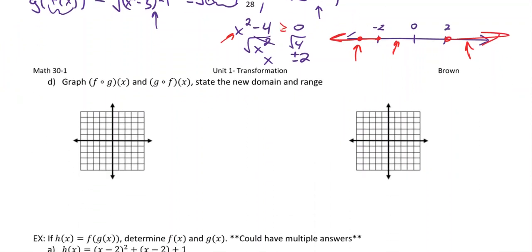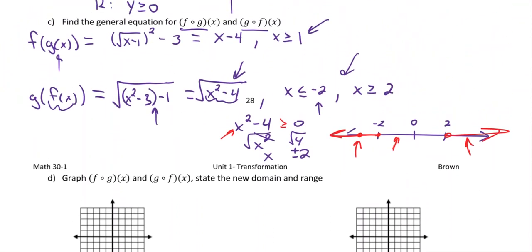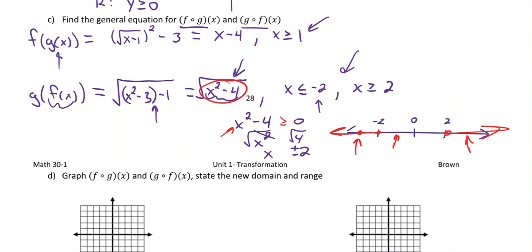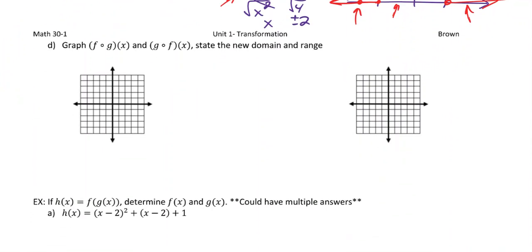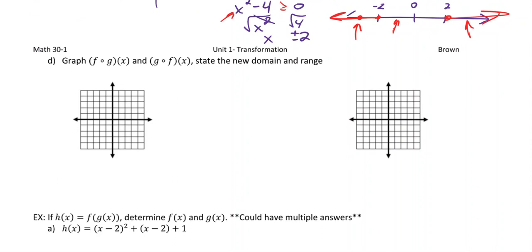How can it equal the negative 2? Okay. So graph f of g of x and g of f of x, state the new domain and range. You know what? Let's move on for that one.